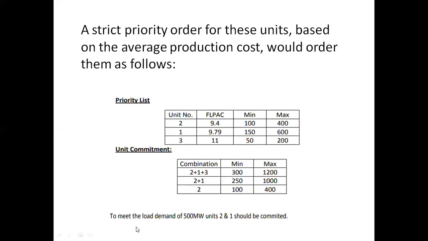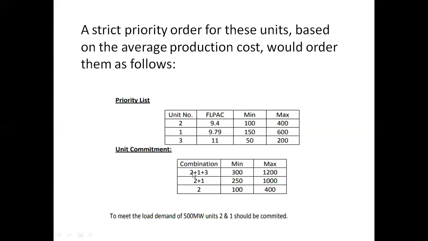So our problem is that to meet the load demand of 500 megawatt, unit 2 and 1 should be committed, because the 500 megawatt load demand lies between the range of 250 and 1000 megawatt. So 500 lies between 250 and 1000 megawatt. So in order to meet the load demand of 500 megawatt, unit 2 and 1 should be committed.